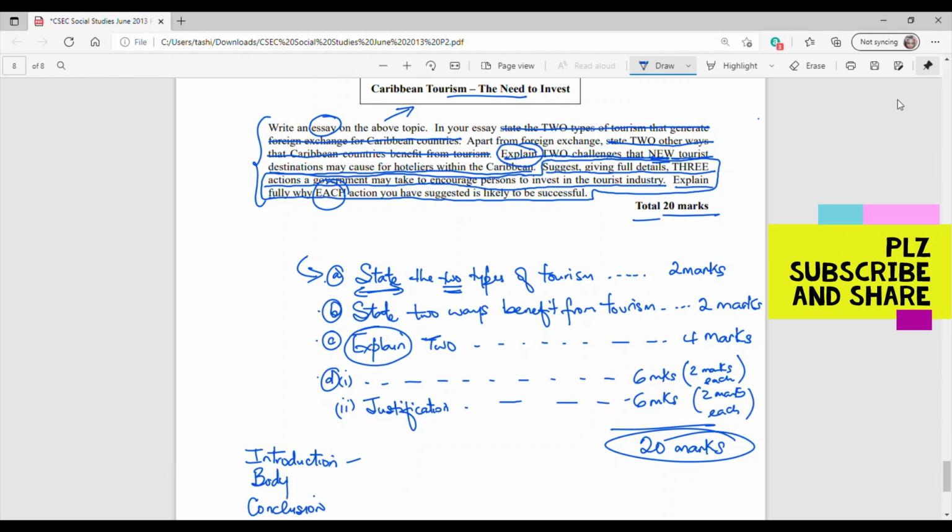So once you introduce what you are going to talk about, now remember, you can apply this to any one of the essays that you are going to be doing. It doesn't have to be tourism. It doesn't have to be section C. It can also be for your regional integration essay. You are just going to break it apart just the same.